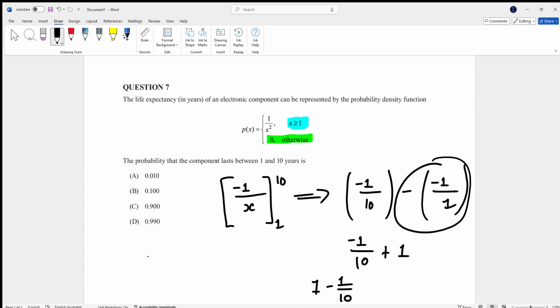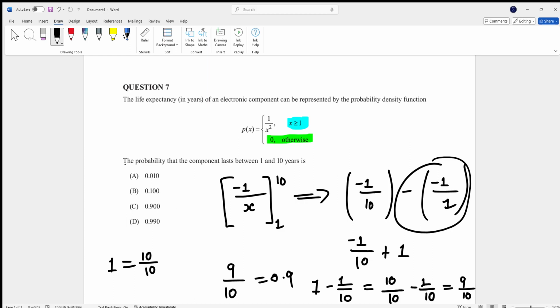Let's try and work that out. 1 is the same as 10 over 10. So when we're thinking about 1 minus 1 over 10, that's the same as 10 over 10 minus 1 over 10. Because they have a common denominator, you just subtract the tops, so you get 9 over 10. Now 9 over 10 as a decimal is 0.9. So all we do is look for that in the answers here. So C is your correct answer. And that's how you do question 7.